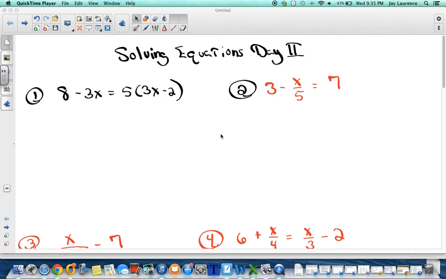Algebra students, Mr. Lawrence here, and we're on day 2 of solving equations. And these equations look pretty complex, but you know what? You can handle it. It's not that bad. Let's get right down to it. I'll tell you what. Why don't you do this?